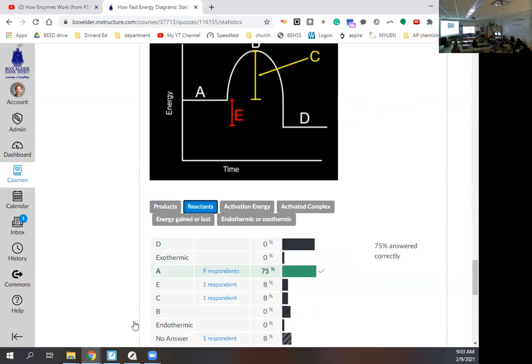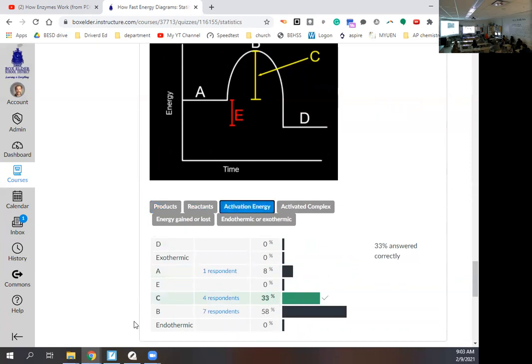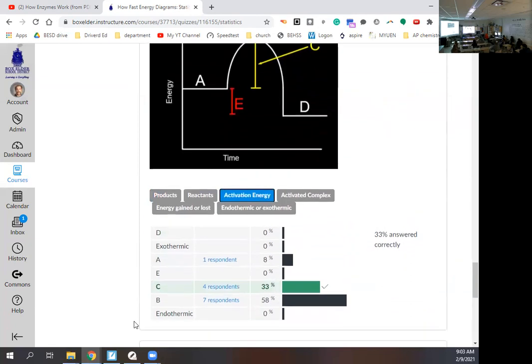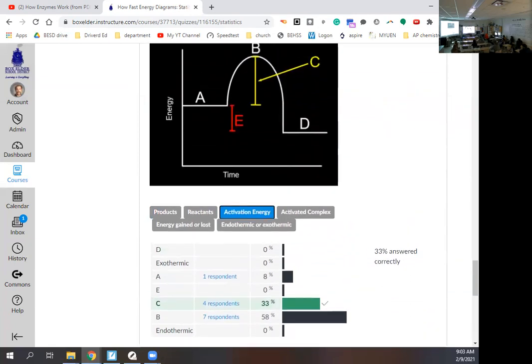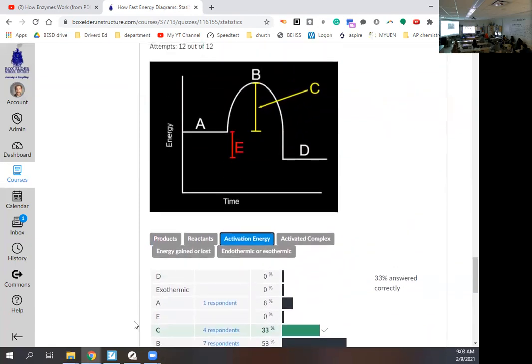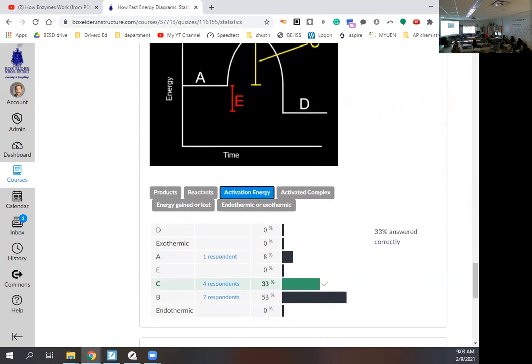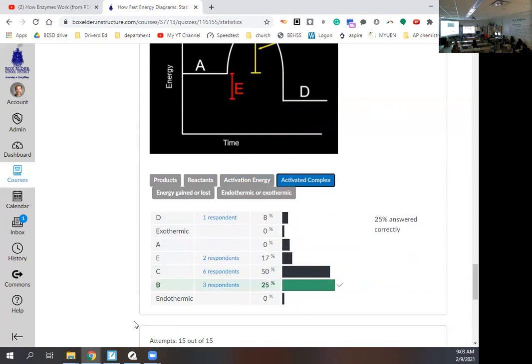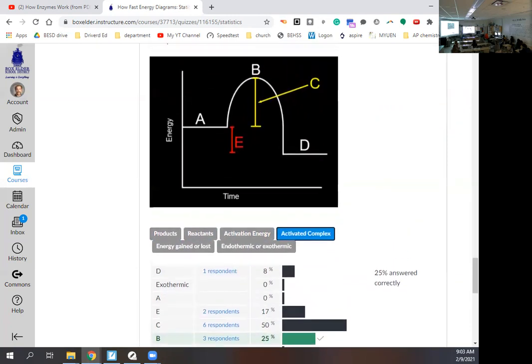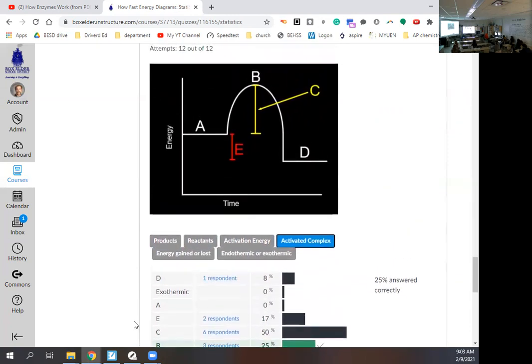All right, my reactants, that is A. Activation energy is C. Some of you probably put B. Lots of you put B. The distance here is the activation energy. Letter B is what we call the activated complex, or the unstable arrangement of atoms at the peak of the activation barrier. I nailed that matching term, in case you wondered.